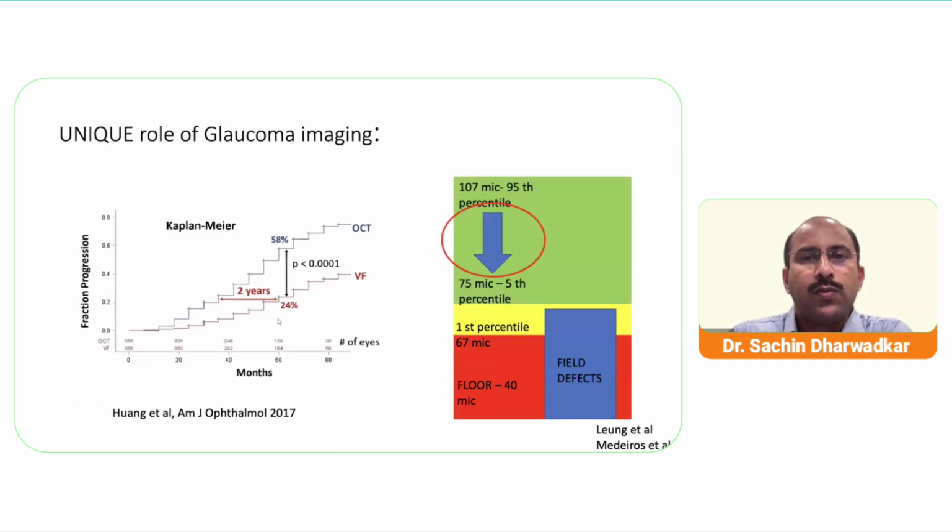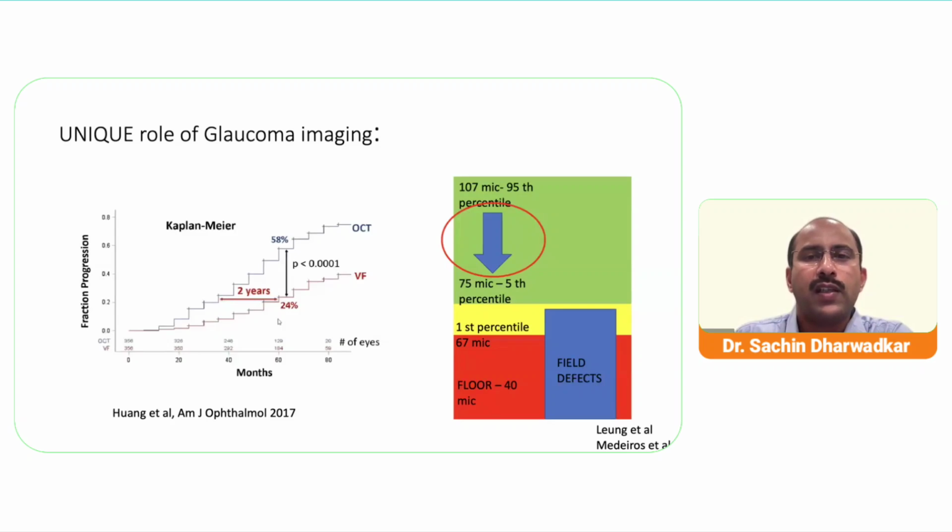If you see these two particular research works by Leung and Huang, it's very, very obvious to us that structural progression takes place much before functional progression takes place. And we have a good maybe around 2 years of temporal gap between structural and functional progression, as the literature by Huang suggests. At the same time, if you see the chart on the right, here we definitely know that the gap between the 95th and the 5th percentile of nerve fiber layer thickness is barely around 50 microns.